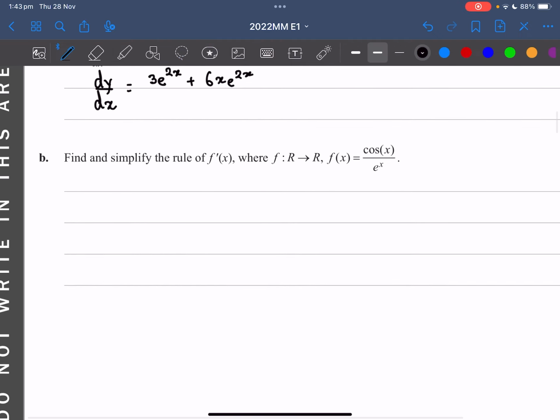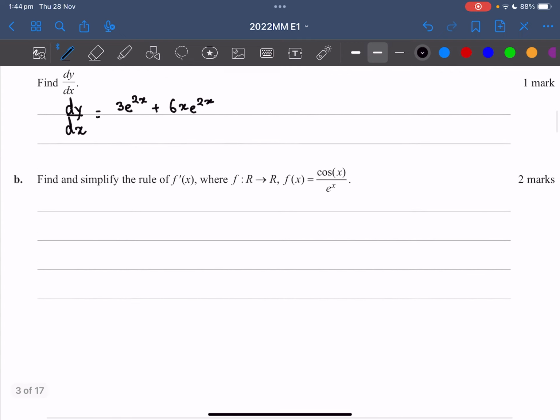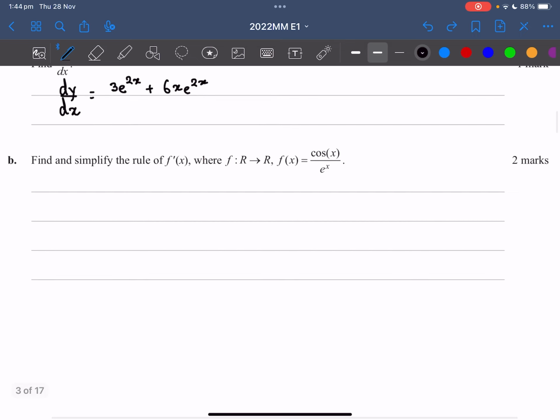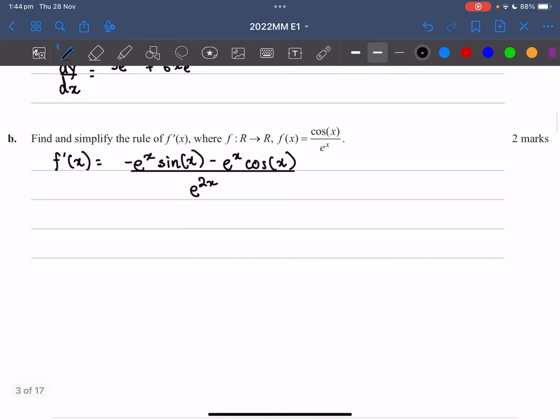So find and simplify the rule of the derivative of f, where f of x is this. This is a 2-marker question, so first we have to apply the quotient rule, and then I assume later we'll have to simplify. So let us apply the quotient rule first. So the derivative of f of x equals negative e to the power of x, and differentiate cosine, we'll get sine, and then minus e to the power of x cosine of x, divided by e to the power of 2x, right? Now this is the find part done.